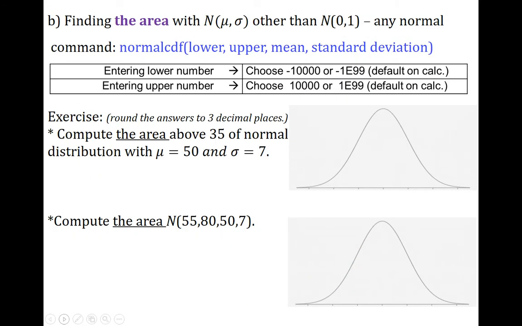It says, compute the area above a 35 on a normal distribution with a mu of these values. So what I'm going to do is pause. I'm going to give you a couple seconds to work, and we are going to come back.